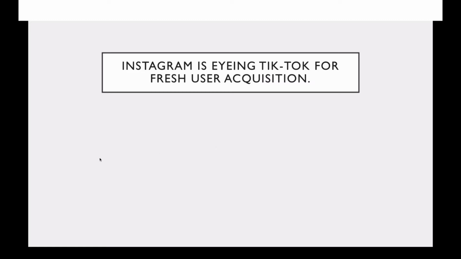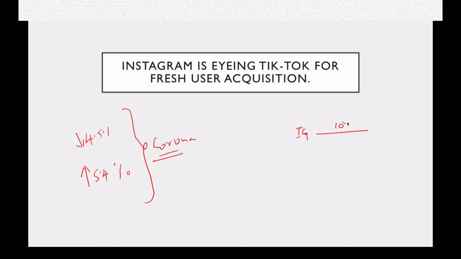Instagram is eyeing TikTok for fresh user acquisition. Now, the estimated rate at which Instagram was supposed to grow this year was 5.4%, but it's just at 4.5%, because of a lot of things like Corona, and a lot of factors have slowed down the growth. Now, I'll give you a small example. Instagram took approximately 10 years to get to where it is today, where it has about 1 billion plus users, right? Now, TikTok within a very short time has about 800 million users, which is insane, right? It has already got 800 million users.